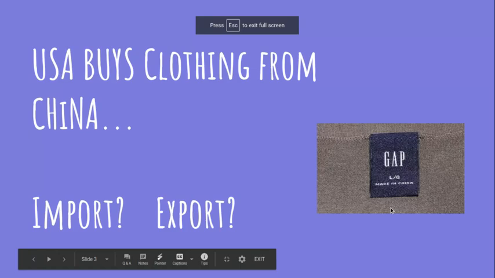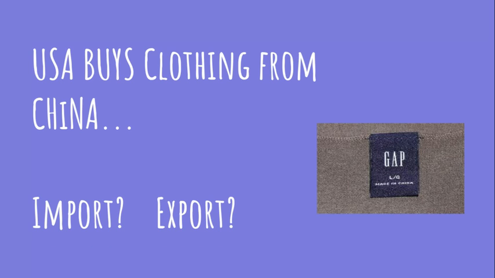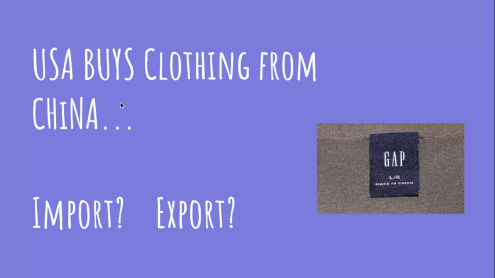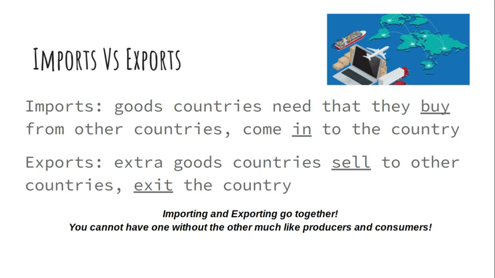The USA is buying clothing from China, so it's coming into the USA. That would be considered an import. So it's coming in. If the USA is doing the buying, it's coming in. Remember, we talked about this. Selling versus buying, those are good key words to mention. So if that is in a question, if it's buying, it's an import. If it's selling, it's an export.